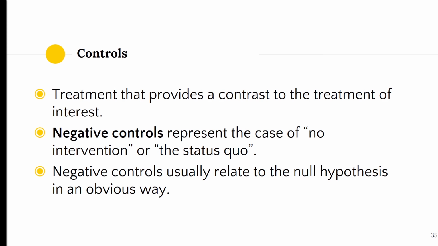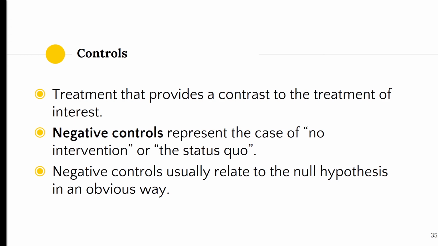In the experimental approaches that we're going to learn about, there's always at least two treatments, and one of those treatments is classified as the control. Now, the purpose of the control is to provide a direct contrast to the treatment of interest. There's different kinds of controls possible. Sometimes you need multiple controls, but negative controls is the most common. It represents the case of no intervention or the status quo or no effect, and it's usually related to the null hypothesis in a really obvious way.